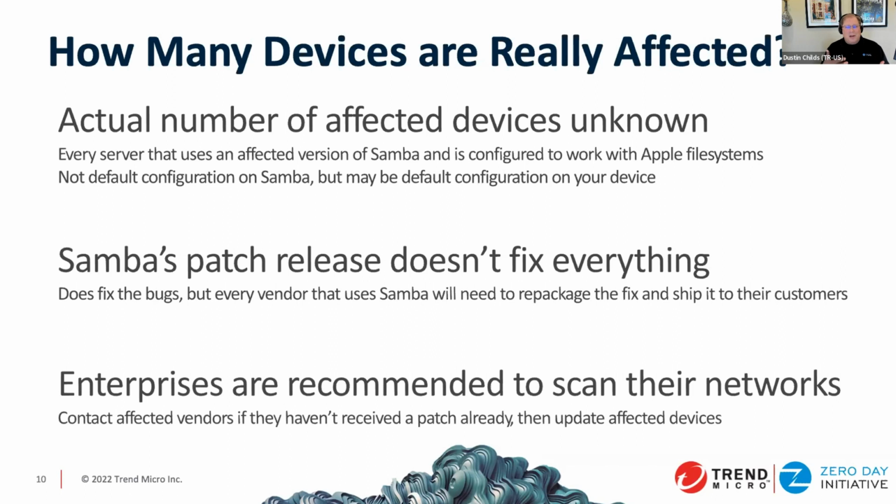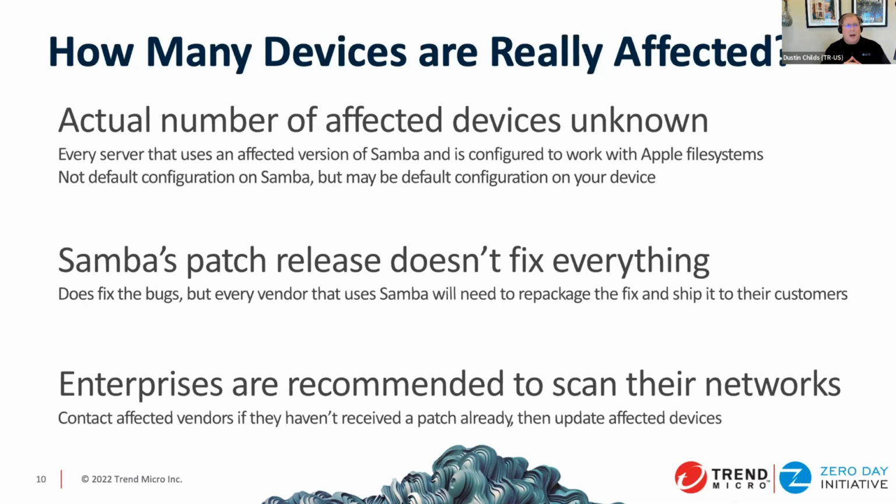Enterprises are recommended to scan their networks to see if they have any of these devices out there. And if they have these devices and they haven't received patches, to contact the vendors to try to get the patch to update their security device. So that's the basics of the Samba bug.